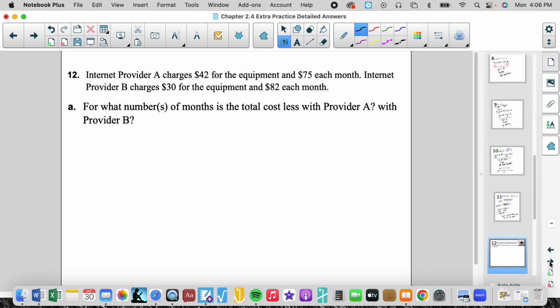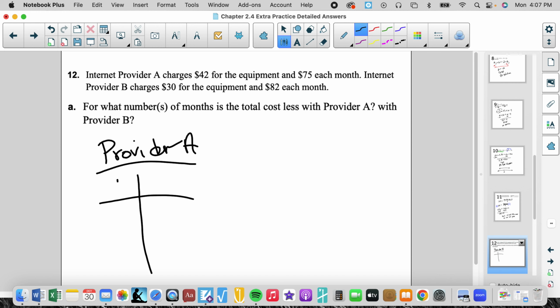Ooh, this is called a system of equations. So we could literally graph this. We could do a couple things. We can do charts. So let's do probably the one that you're going to. So let's do months and cost. So after 1 month, internet provider A charges 42 plus 75 for 1 month.